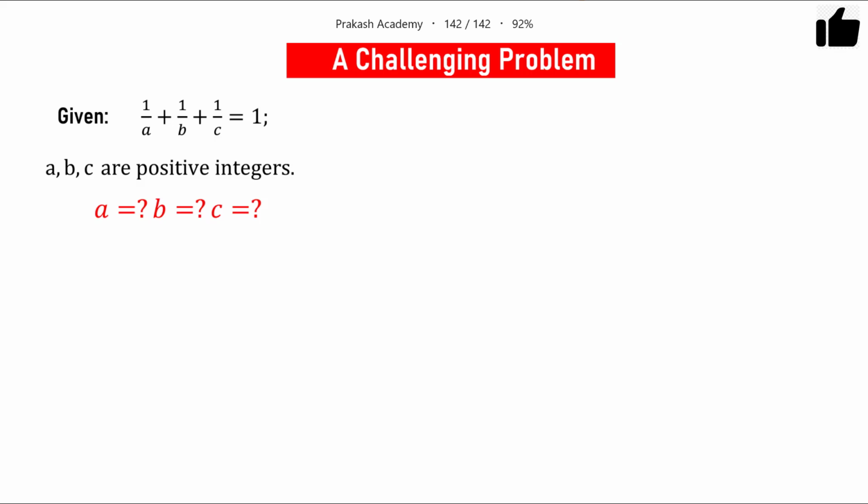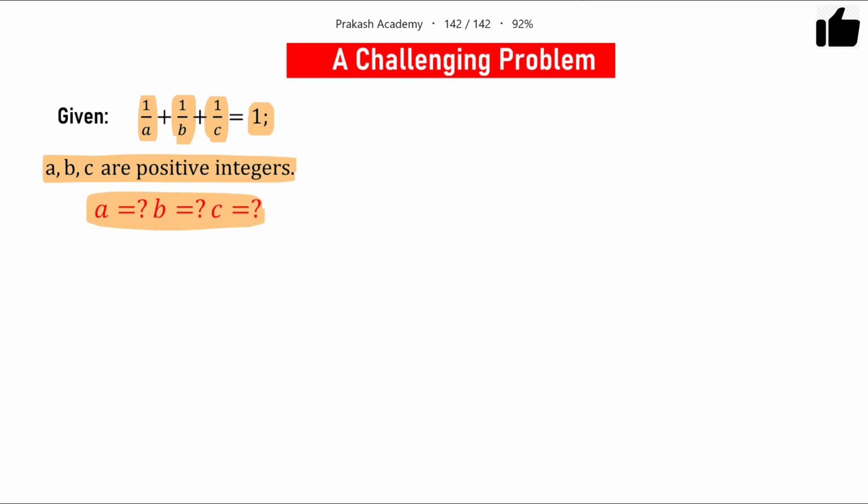Hello friends, in this problem we have been given a condition and you have to find the value of a, b and c. The given condition is 1/a + 1/b + 1/c = 1. Then you have to find the value of a, the value of b and the value of c. So these three things you have to find. It is also given that a, b, c are positive integers.